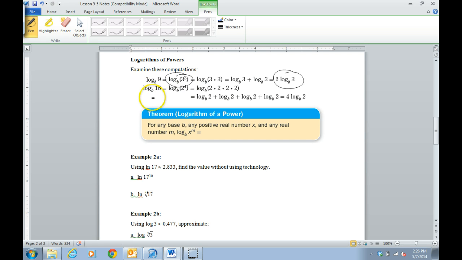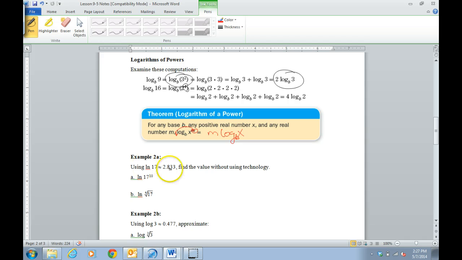Okay, so let's look at log base b of 16. 16 is the same as saying 2 to the 4th, which is the same as saying log 2 times 2 times 2 times 2, which is the same as saying log 2 4 times. So notice that, once again, your exponent moved to the front. Okay, so the basic rule that we're talking about here is when you have log base b of x to the m power, it's the same as saying m log x, base b. Yes, base b. Okay, so basically you're just moving that little m to the front.